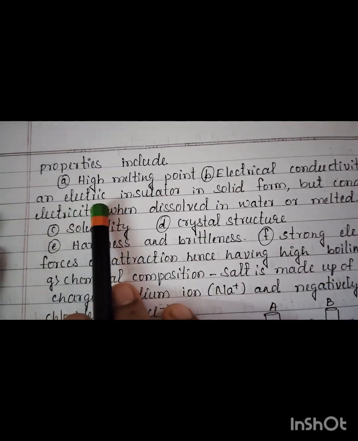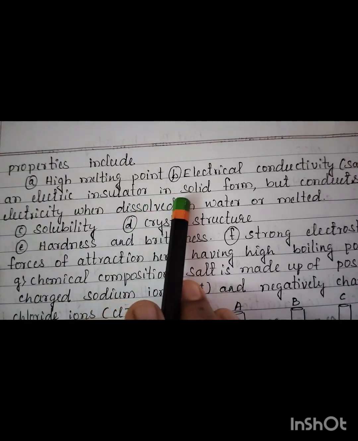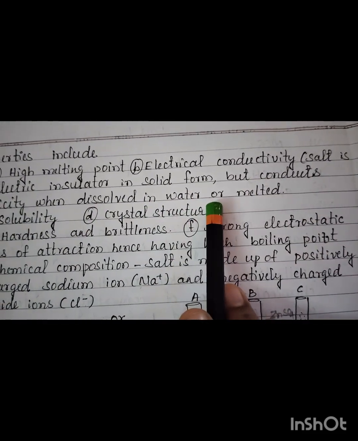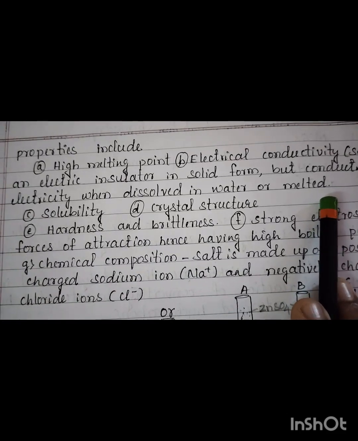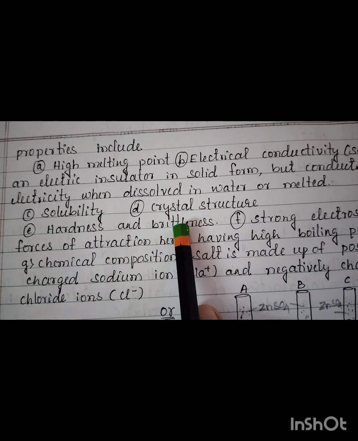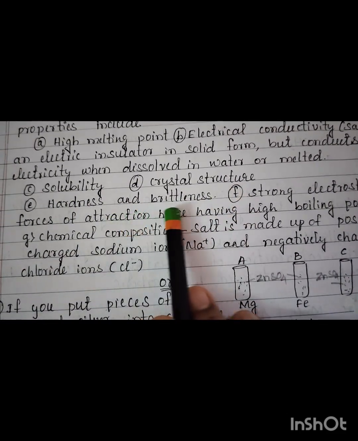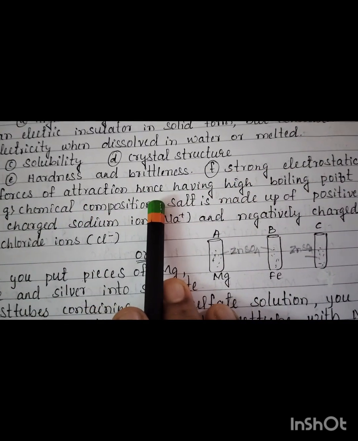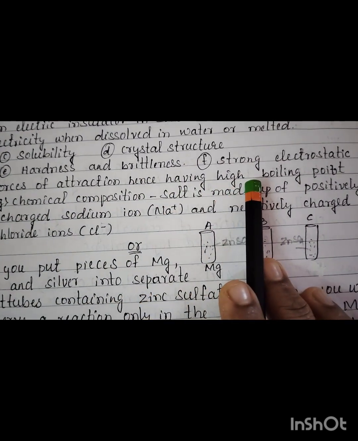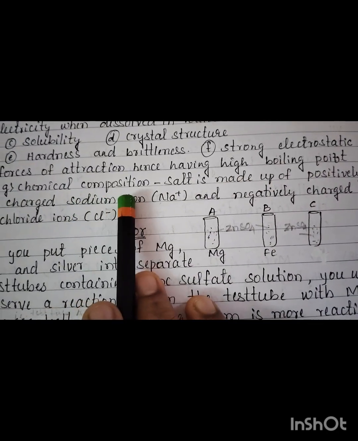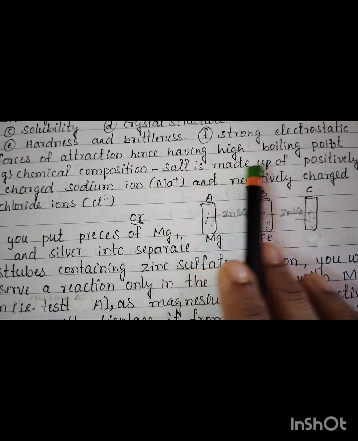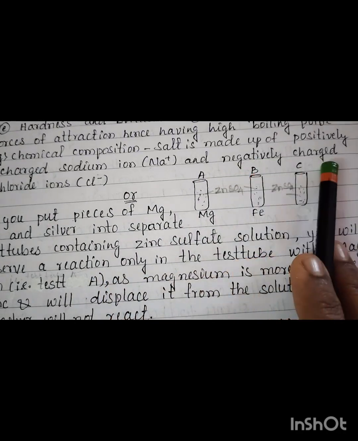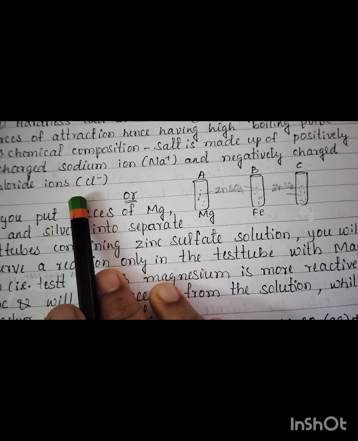Salt is an electrical insulator in solid form but conducts electricity when dissolved in water or melted. Solubility, crystal structure, hardness and brittleness, strong electrostatic force of attraction, hence having a high melting point. Chemical composition: salt is made up of positively charged sodium ions and negatively charged chloride ions.